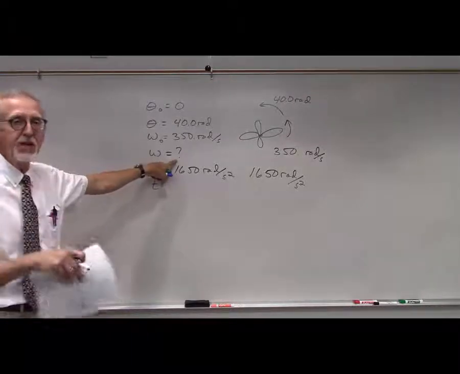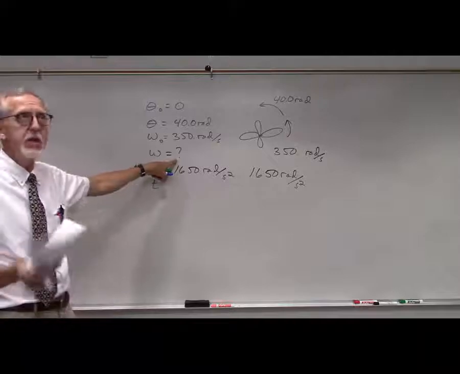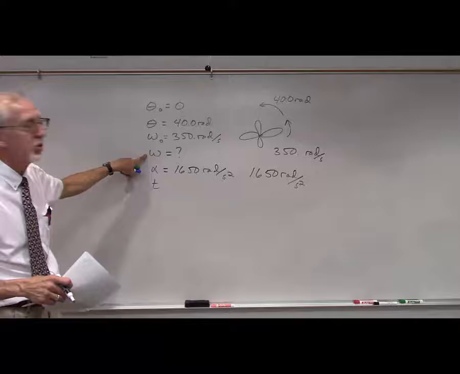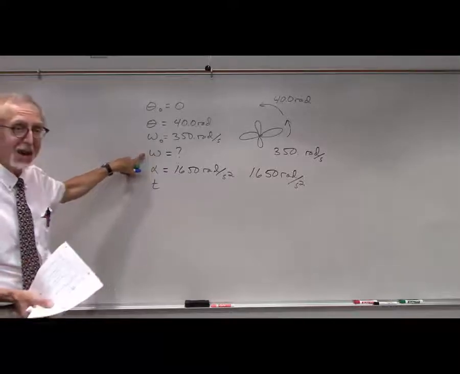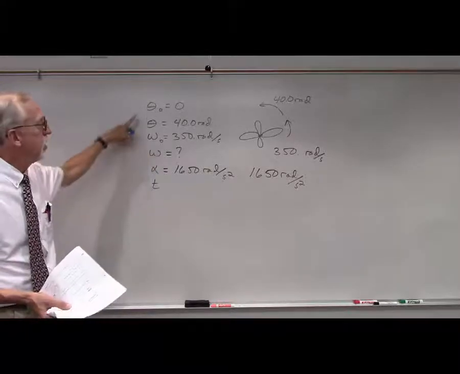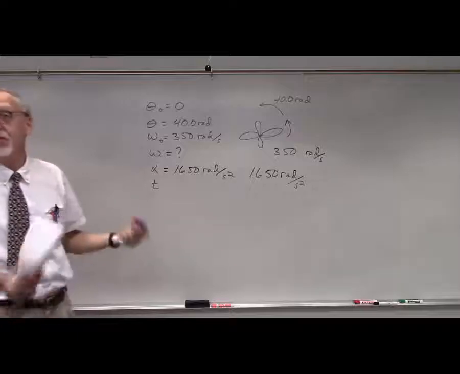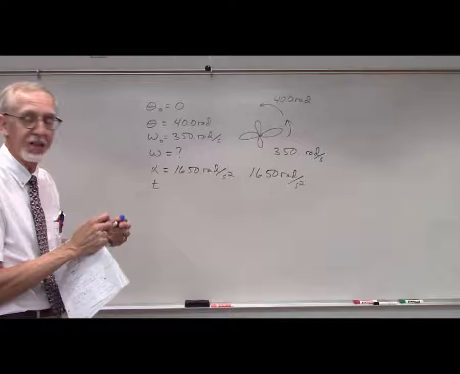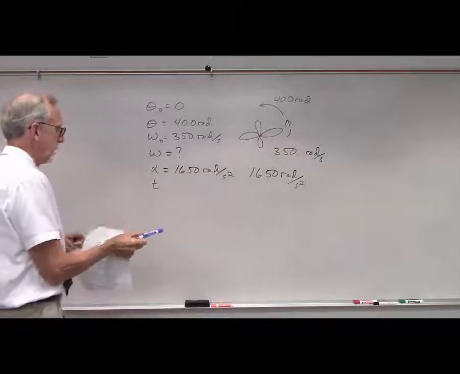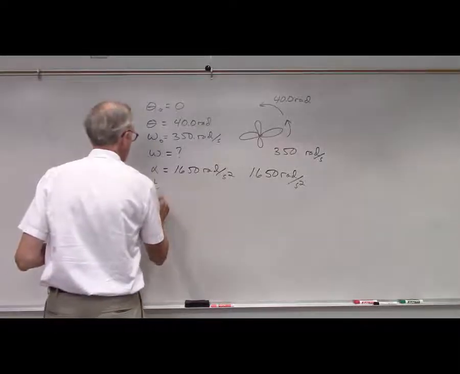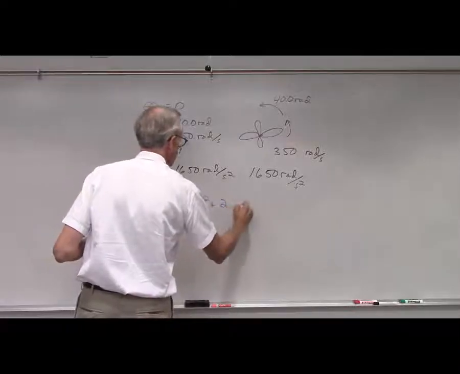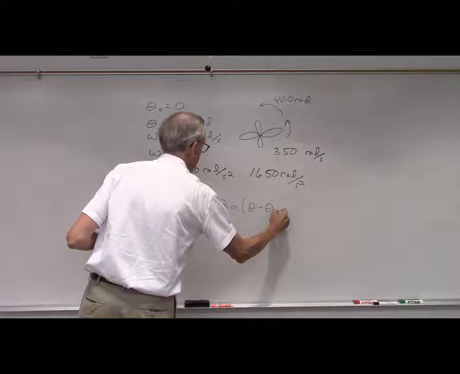So, let's think back to the equations. Is there an equation that has what we're looking for in it, so an equation that's got an omega in it, where we know everything else? Well, if you think about it, yeah, the fourth equation, that is exactly what that is. The fourth equation, omega squared equals omega naught squared plus 2 alpha times theta minus theta naught.